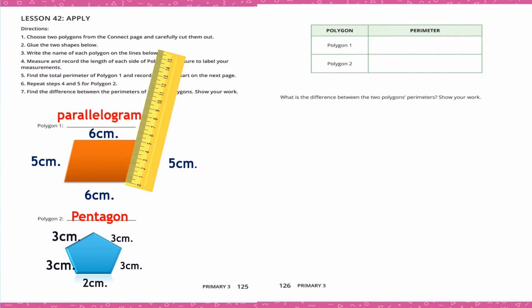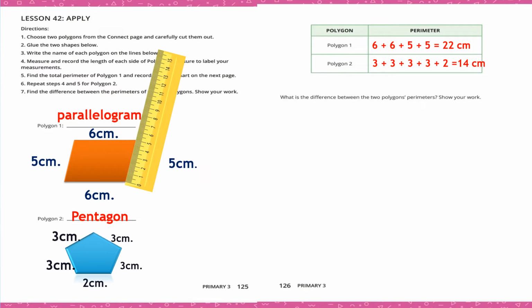If we want to find the perimeter, we can write the sum of all sides. The polygon one, which is parallelogram, 6 plus 6 plus 5 plus 5, all of them equals 22 centimeters. And pentagon has 5 sides. We want to find the perimeter, so we will add all of them together. 3 plus 3 plus 3 plus 3 plus 2 equals 14 centimeters.